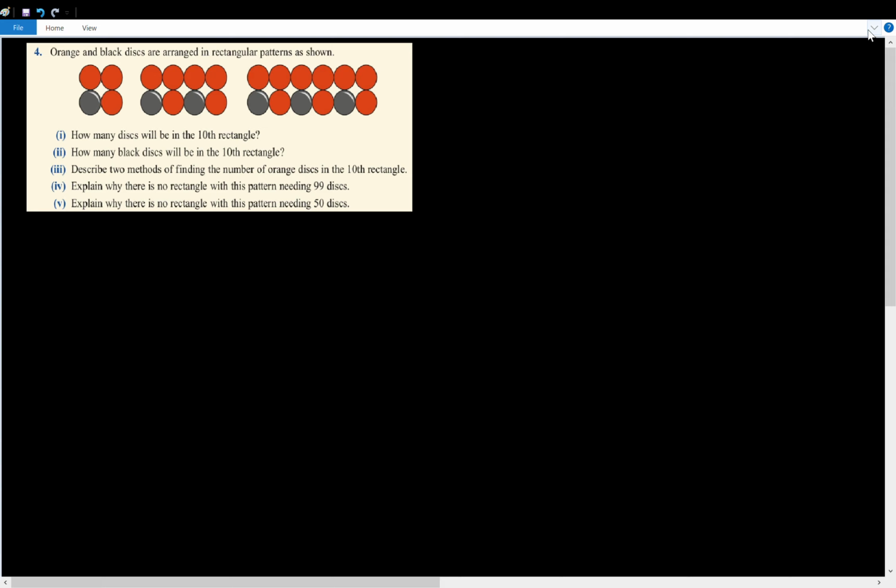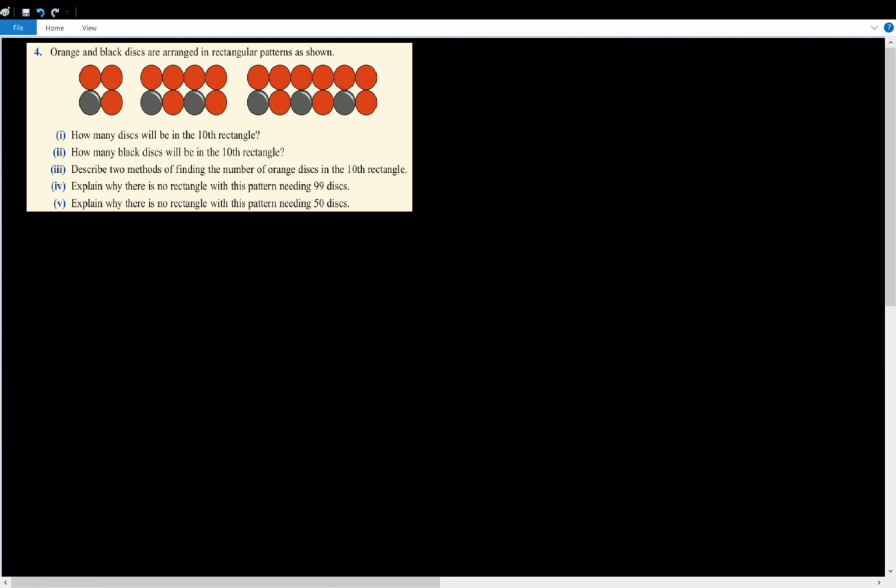This is question 4 from exercise 22.6 in Project Maths 2. Orange and black discs are arranged in rectangular patterns as shown. We've got to first of all find out how many discs will be in the 10th rectangle, then how many black discs will be in the 10th rectangle, and we've got to describe two methods of finding the number of orange discs in the 10th rectangle, and we're going to explain why there's no rectangle with this pattern needing 99 discs, and explain why there's no rectangle with this pattern needing 50 discs.